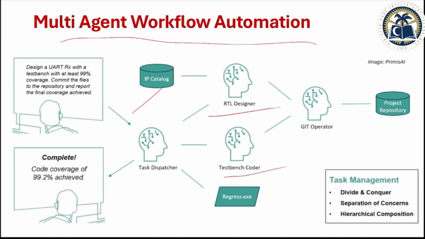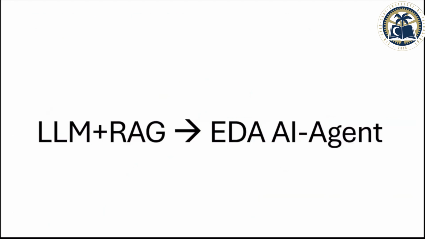So this is the multi-agent workflow automation where you already have an IP, intellectual property, then you have a RAG model, then you have the LLM. They believe that you can ask it, and there is a task dispatcher that is doing the design, generating the test bench, generating all the results, doing the regression analysis, checking the coverage, and saying 99.2% coverage means that the test bench has done good coverage, and also putting it on GitHub, so that it's also doing the management.